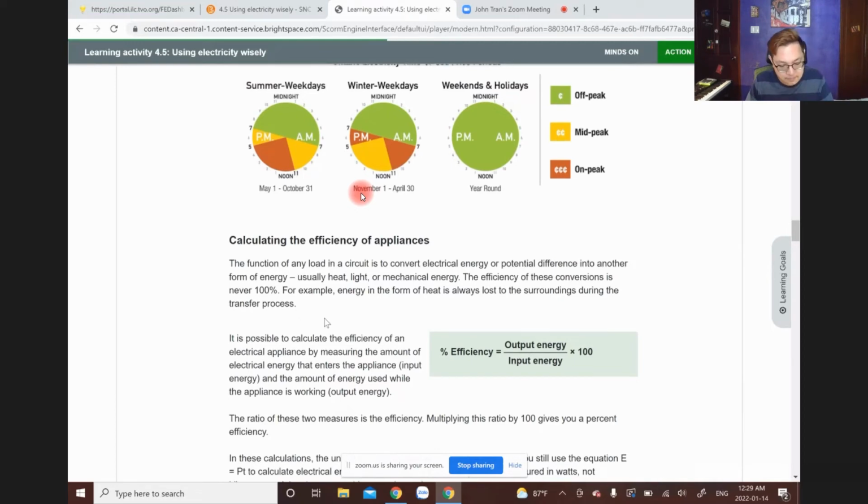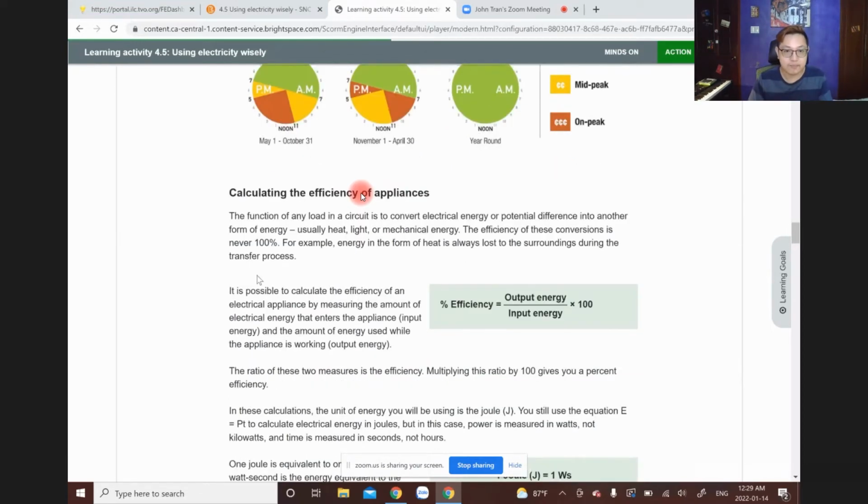It is possible to calculate the efficiency of an electrical appliance by measuring the amount of electrical energy that enters the appliance, the input energy, and the amount of energy used while the appliance is working, the output energy. The ratio of these two measurements is the efficiency. Multiplying this ratio by 100 gives you a percent efficiency.